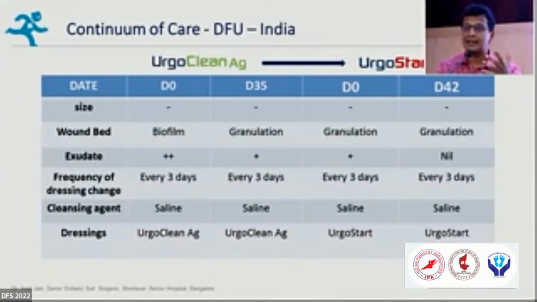How do we decide that exudate decrease is very evident? Look at the gauze piece. Based on the Sussman's classification 1, 2, 3, and 4, when you know that it is less than 25% of it, the exudate is drastically decreasing. So we continued ErgoClean till we see that there's no visual biofilm presence in the wound, and then you can take a call to shift to ErgoStart.